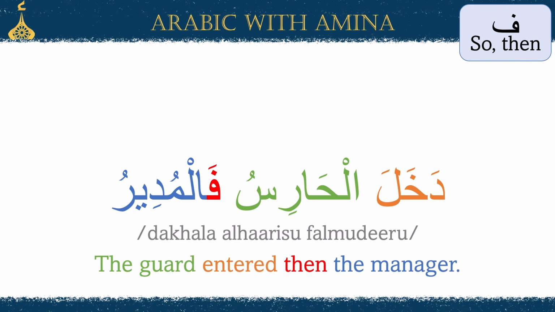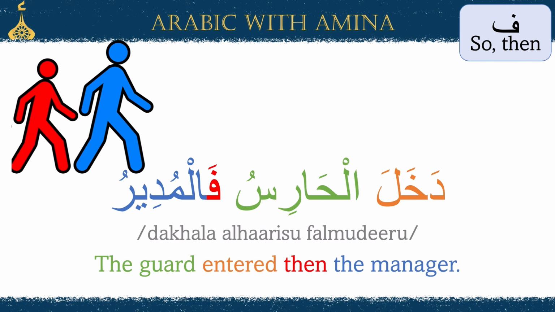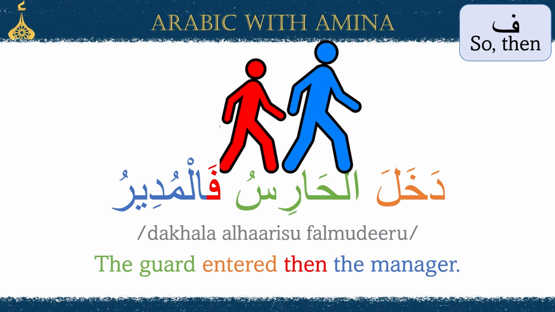Something about fa is that it indicates sequence. We know that first the guard entered, and then the manager came after. This is a sequence of events or a sequence of people, and the period of time in between is short. So maybe it was just a minute or a few seconds. And so fa indicates sequence of a short period of time.